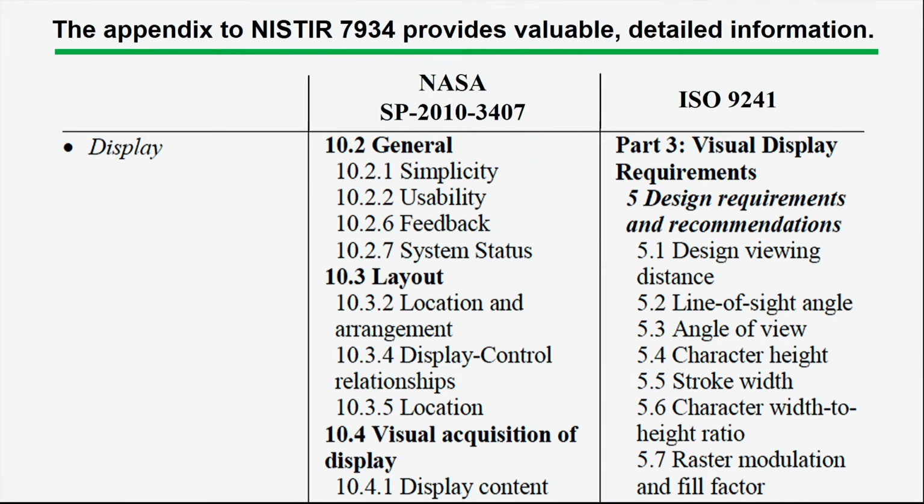Here's just an enlargement of that so you can see it a little bit more easily. So for example, for the topic of displays, there's the general principles, simplicity, usability, feedback, and system status. Here's what's in ISO 9241, one of their standards. You can see that the headings are often different between these documents. It's not because the content may necessarily be different, just how they're arranged.